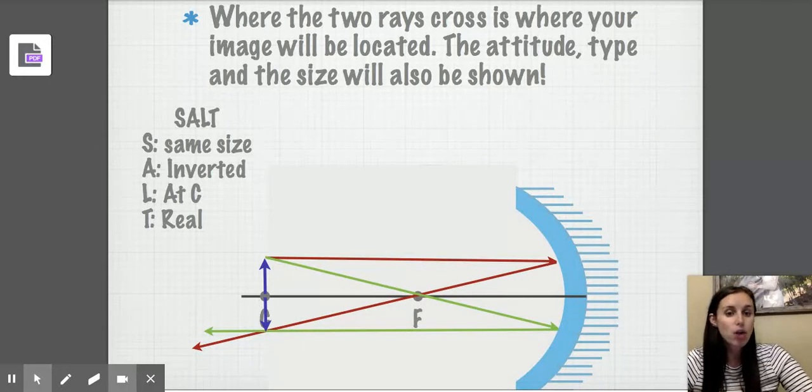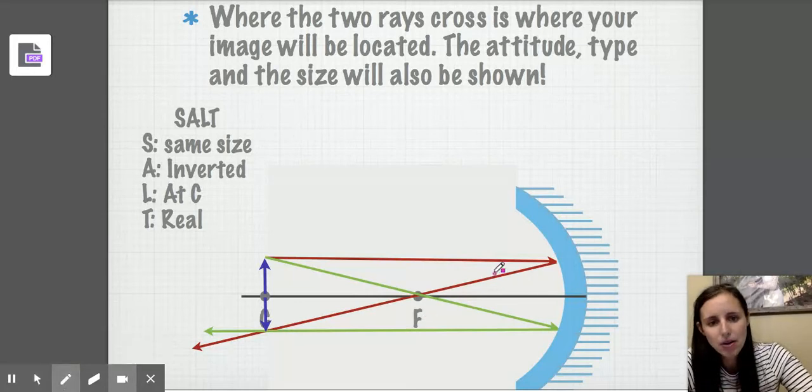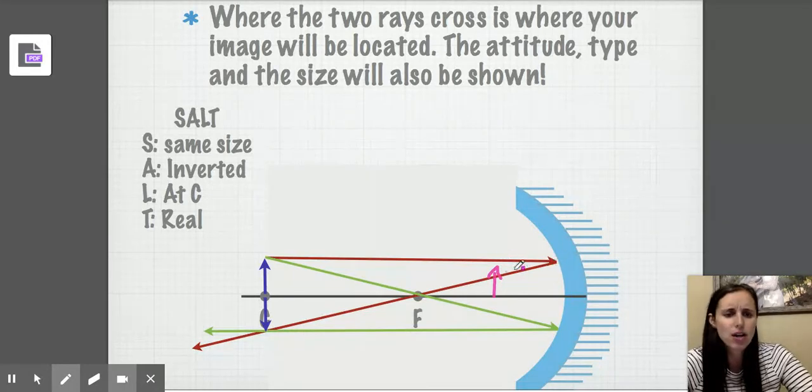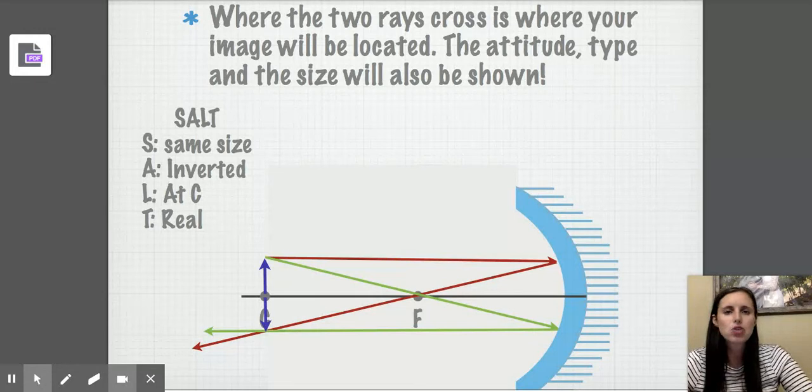Now, sometimes one rule might not work. I'll give you an example. If you have an object here, there's no way that you can take your ruler, line it up with the top of the object, and then line it up through F. It's just not going to work. So that's why we gave you 4 rules. Most of the time, these 2 rules, going in parallel and coming out through F, and going through F and coming out parallel, are going to work. Sometimes you're going to have to use rule number 2, and sometimes you're going to have to use rule number 4 to get it to work.